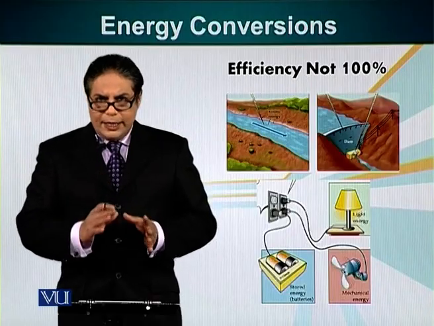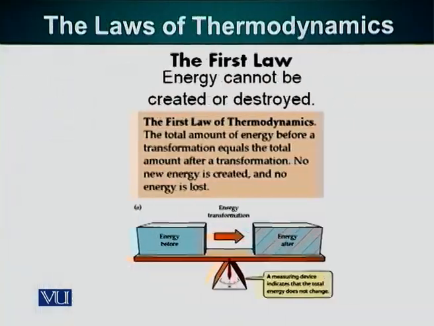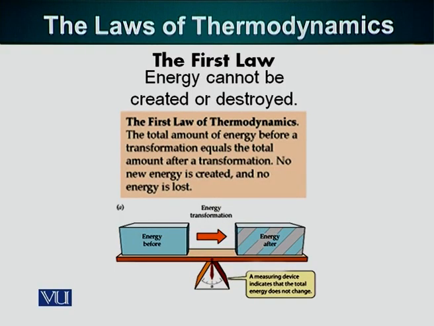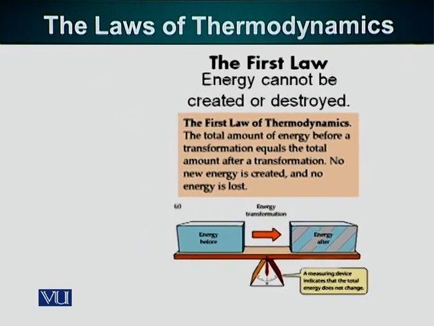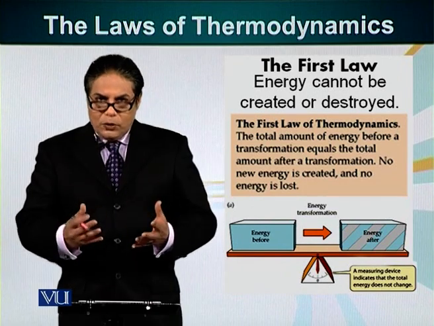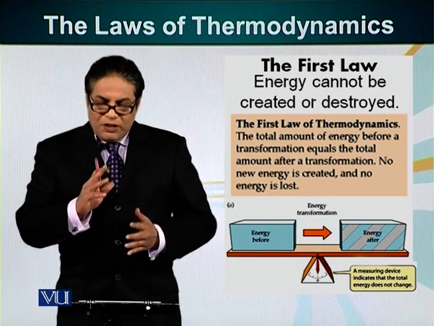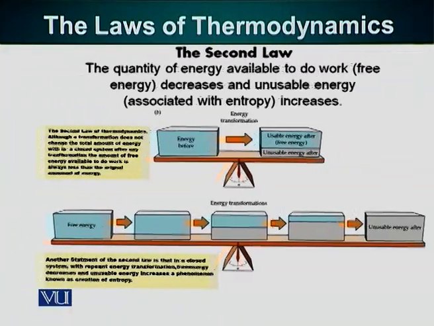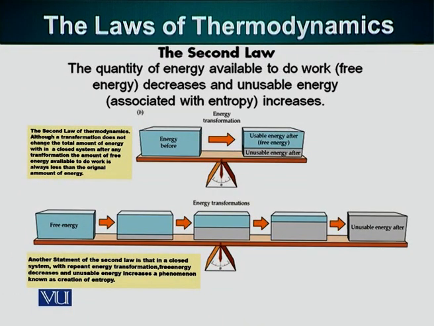So what are the rules that dictate energy conversions? The first law of thermodynamics states that energy cannot be created or destroyed. However, energy can be transformed from one form to another, but no new energy can be produced and it cannot be destroyed. That's the first law of thermodynamics. The second law of thermodynamics states that every time there's an energy conversion, we lose a certain amount of energy. It becomes unavailable to do work. So no process is 100% efficient.